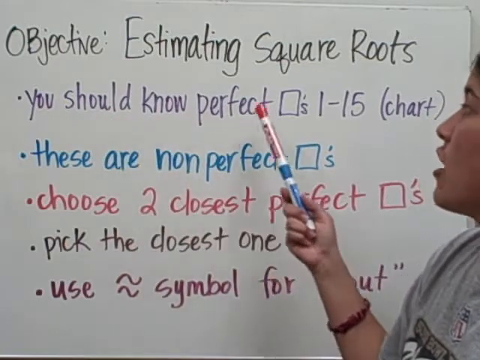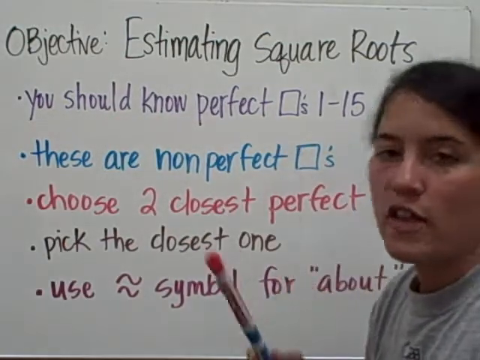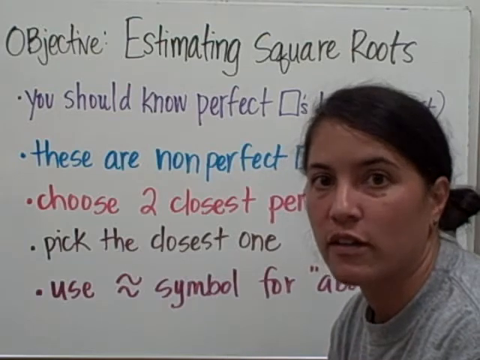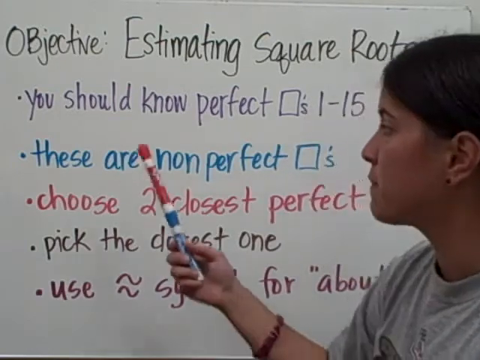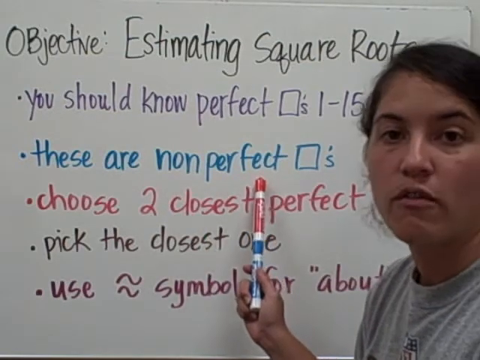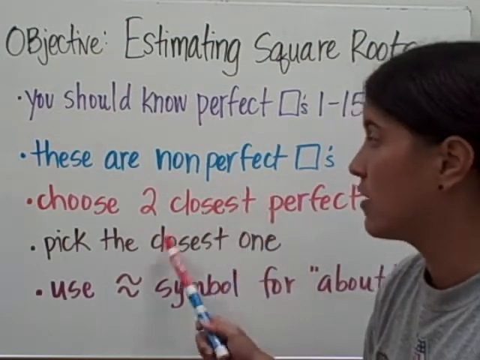So you should know all the perfect squares from 1 through 15. You know that chart that you put in your notes from 1 through 15? If you don't have this memorized, then you want to have that chart handy so you can go back and look at it. We're going to be looking at non-perfect squares, so numbers that are not on that chart.